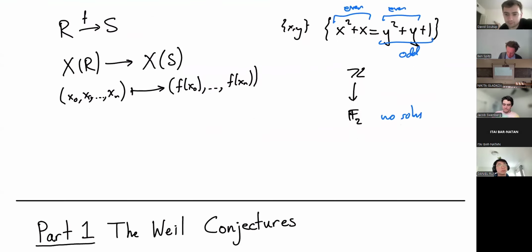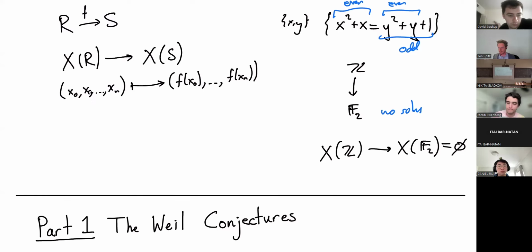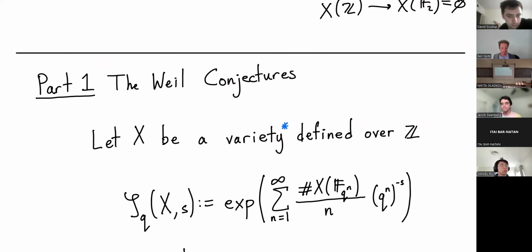So I have a situation where the points of my scheme over Z map to the points of my scheme over F2, and this is the empty set. And so this guy has to be the empty set. So that sort of reasoning can be useful. All right, cool. Like I said, let me know if there are any questions. But let's talk about the Weil conjectures.